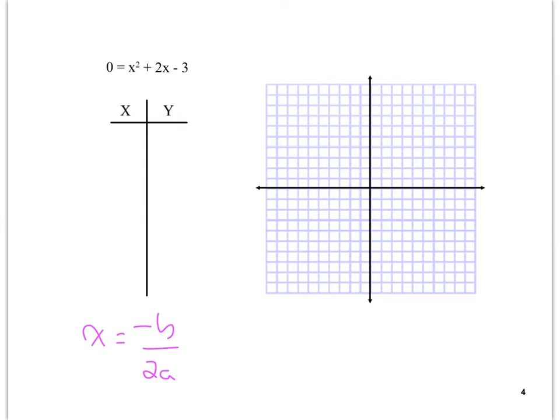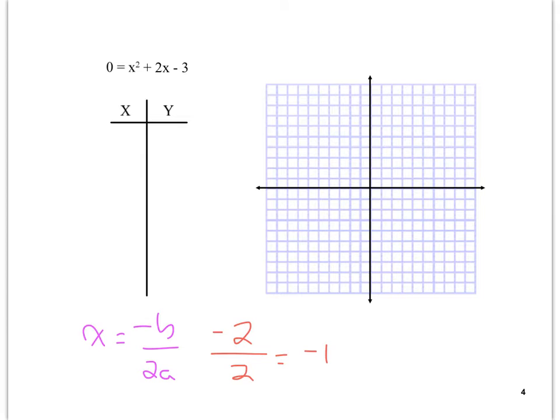Well, looking up here, our a, of course, is 1. Our b is 2. And our c is negative 3. So negative b is going to be negative 2. Negative 2 over 2 times 1. 2 times a is 2 times 1, which is 2. So our x coordinate for our vertex is negative 1.